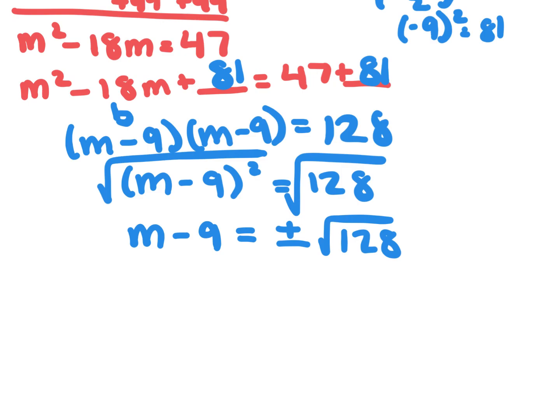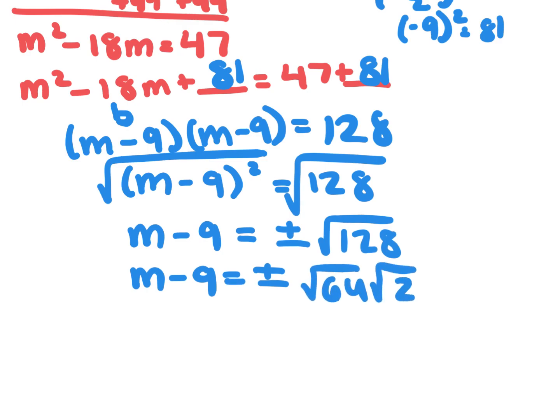If I simplify the square root of 128, the biggest perfect square that I can divide into 128 is 64. So when I divide by 64, it gives us 2. This is going to become m minus 9 equals plus or minus the square root of 64 times the square root of 2. So m minus 9 equals plus or minus 8 radical 2.